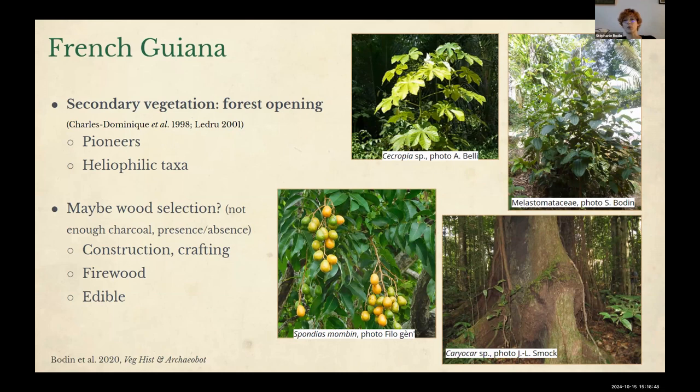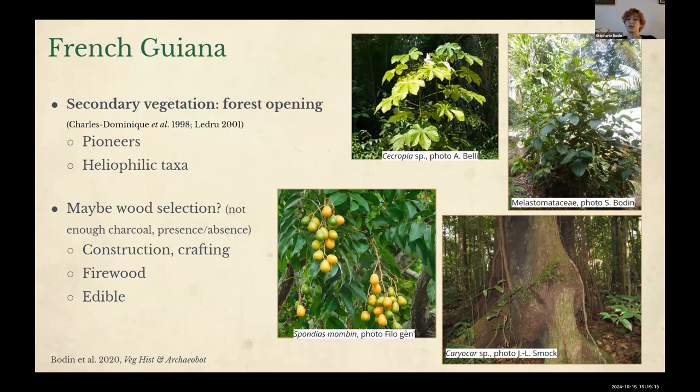But here, because in French Guiana the charcoal record was rather poor compared to what I had in Ethiopia in archaeological sites, we interpreted our results as a presence-absence. That's why I didn't talk about wood selection, because we couldn't have percentages that were really meaningful. I mean, there were too few charcoal fragments to talk about percentages, but it was a hint.